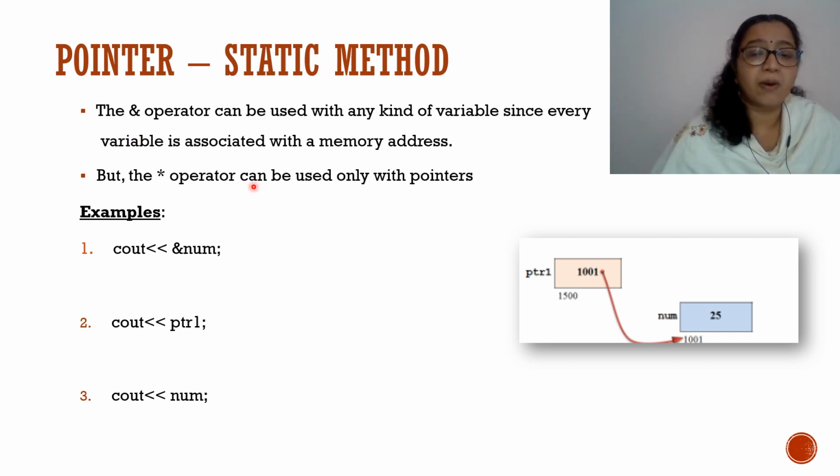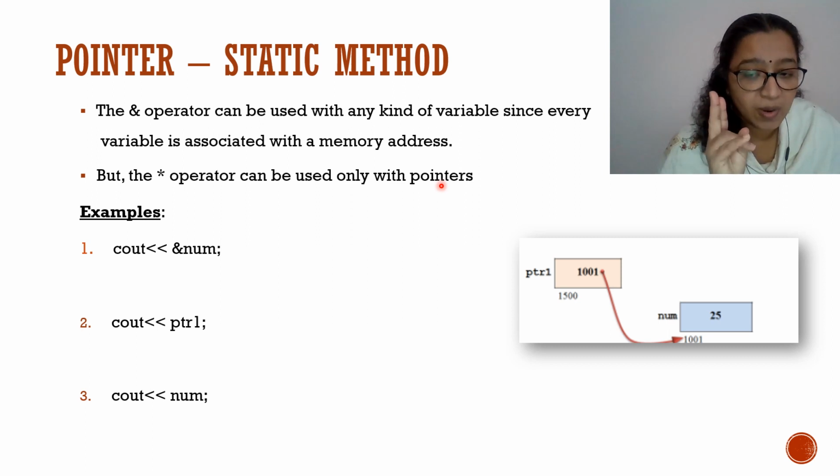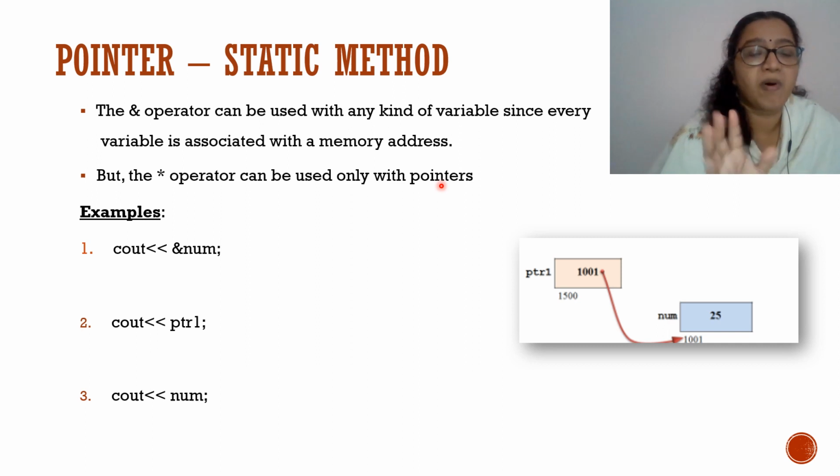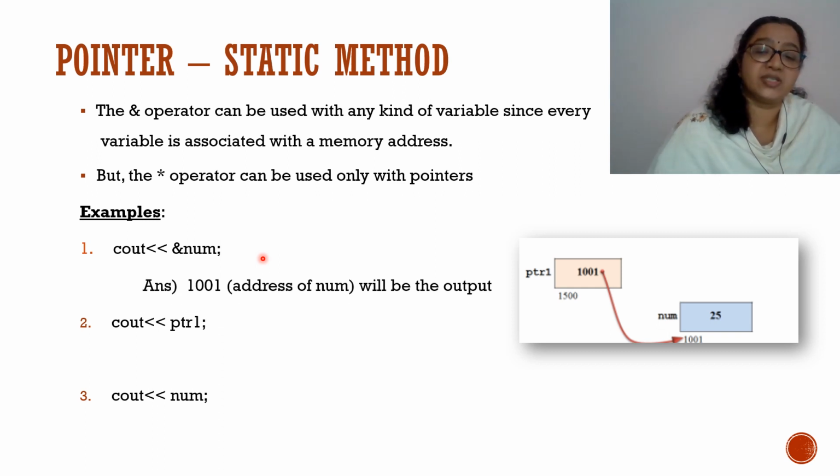But the star operator can be used only with pointers. So these are the two main points to remember. The ampersand sign means address of operator, and we can use it with any type of variables. But star we can use only with pointers. Okay, and some more examples I put there. cout &num. What is the meaning? Address of num. Print the address of num. What is the address here? 1001 is the address. So what is the answer? 1001. The address of num will display.